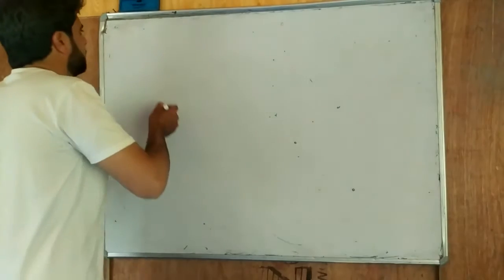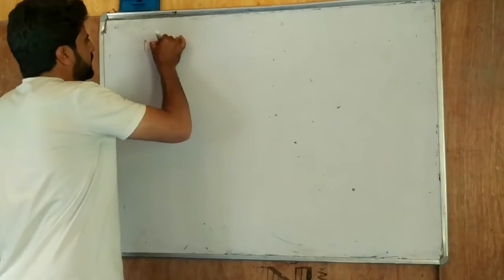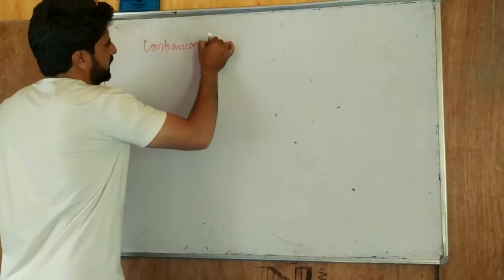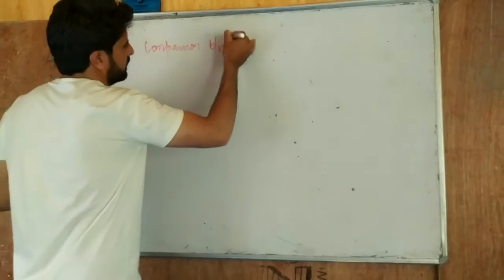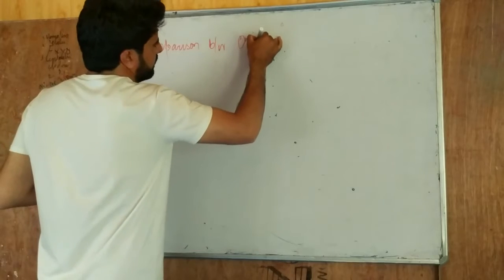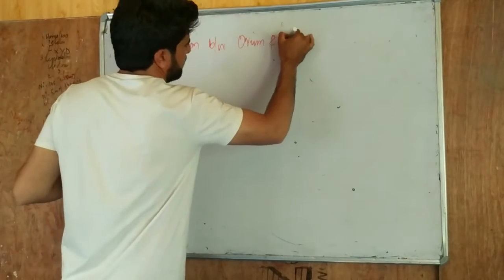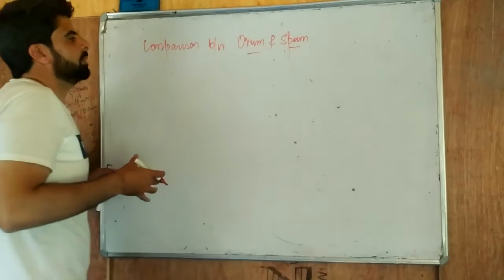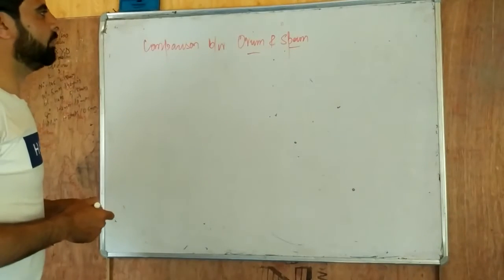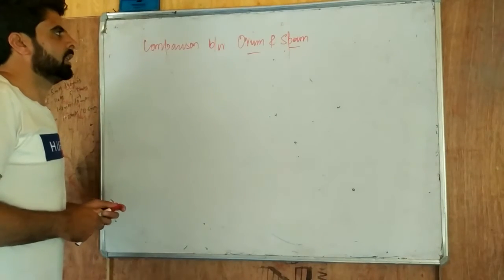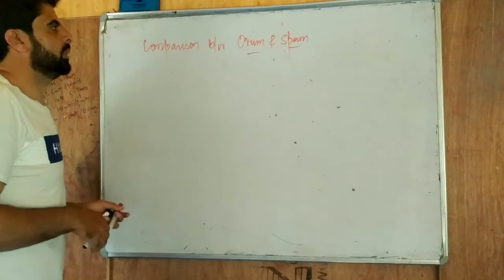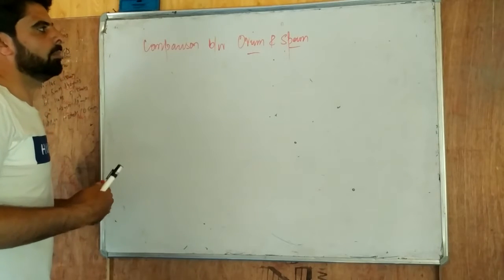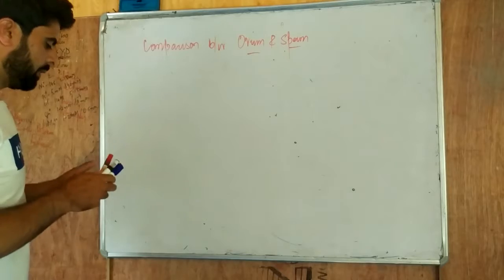Today we are making the comparison between ovum and sperm. That means we are making the comparison between a female gamete and a male gamete, and we'll see what are the various differences which we are finding out in case of an ovum as well as in case of a sperm.